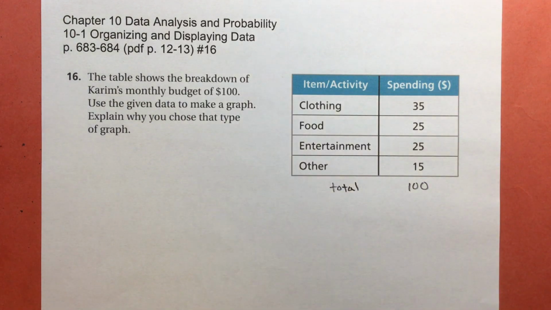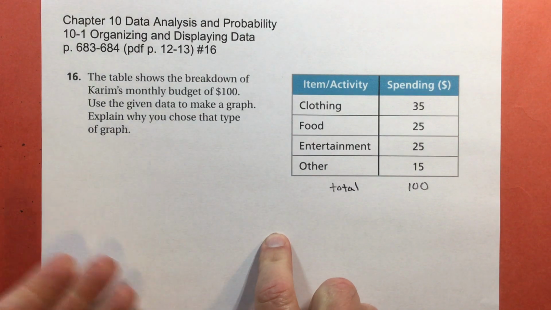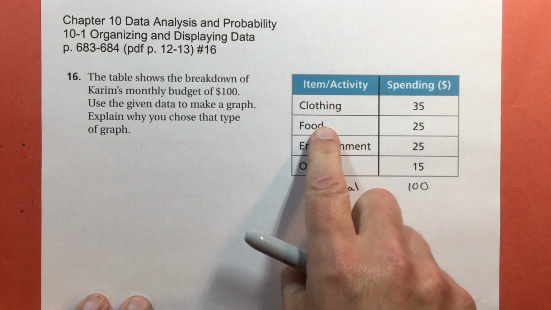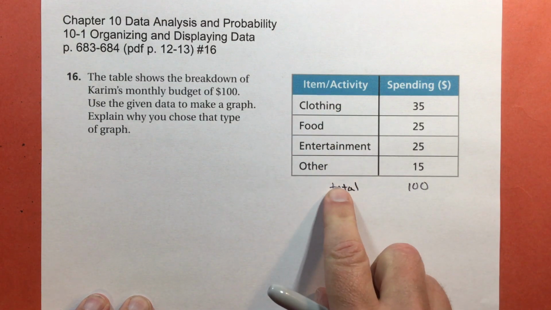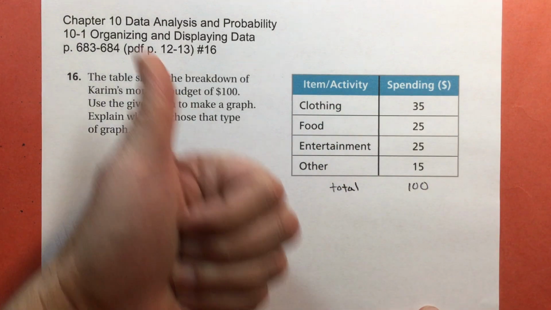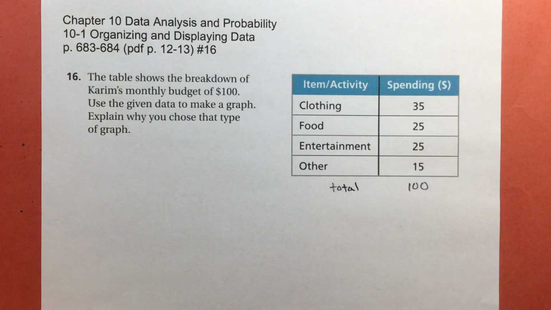Now, could I draw a bar graph? Absolutely. Along the bottom of my bar graph, or if I want to turn it on the side, I'd have clothing, food, entertainment, other, and I'd have a bar going to these numbers. That would absolutely work. Could I do a line graph? No. Why not? Because line graphs always involve time. This has nothing to do with time.